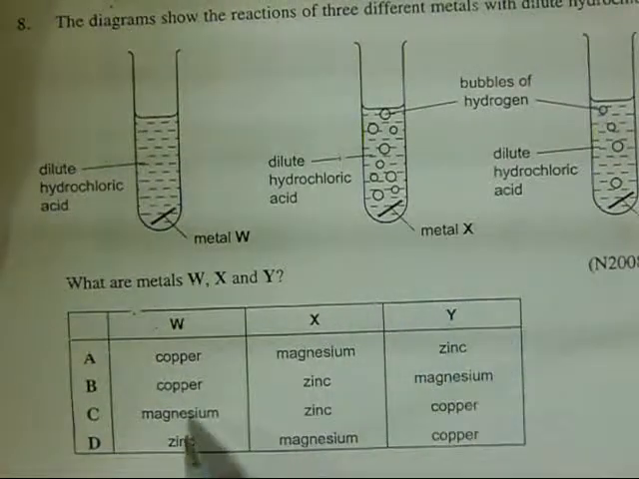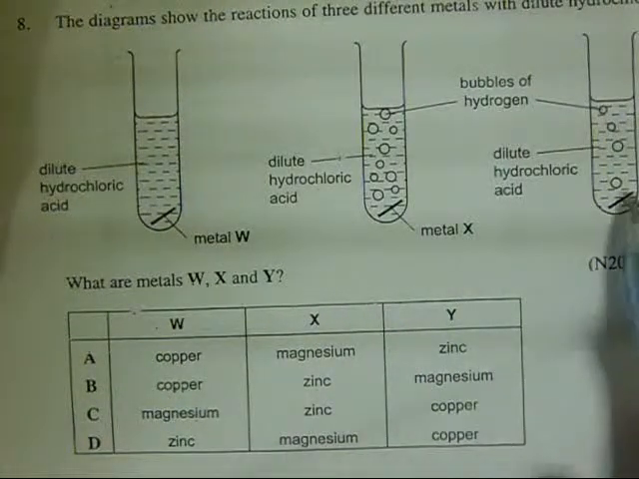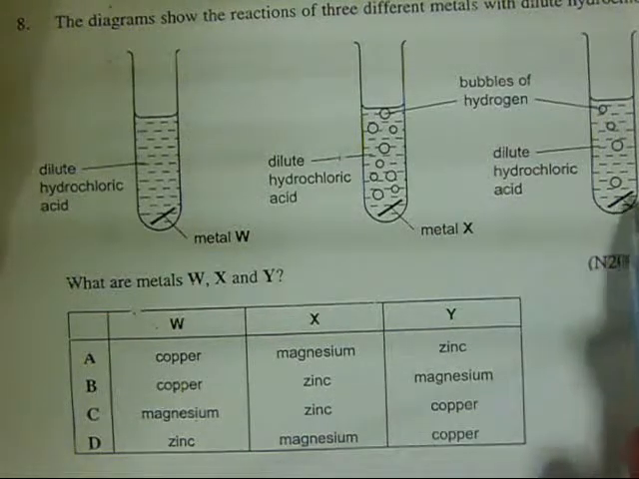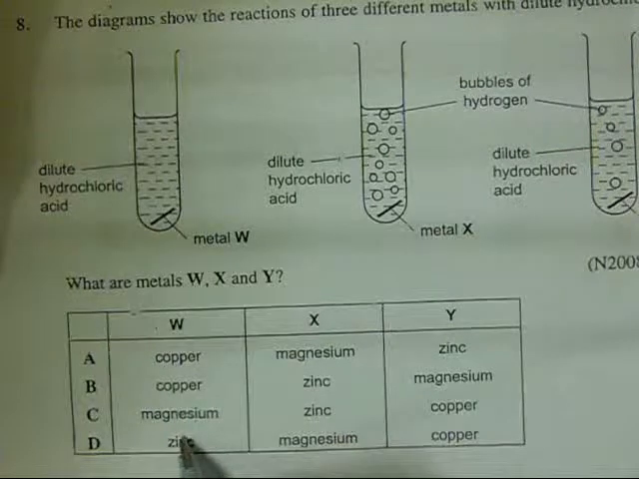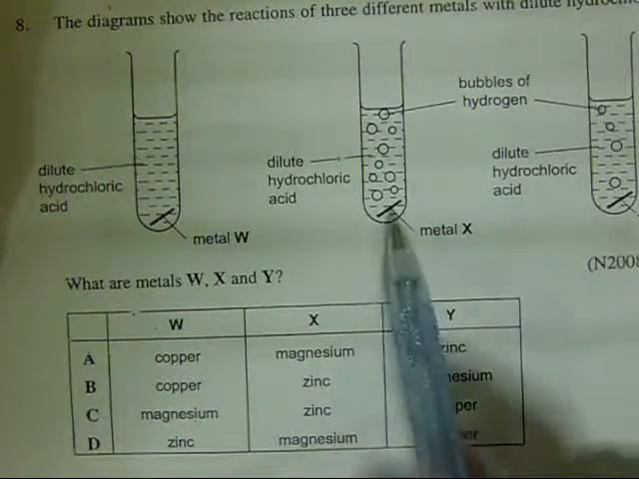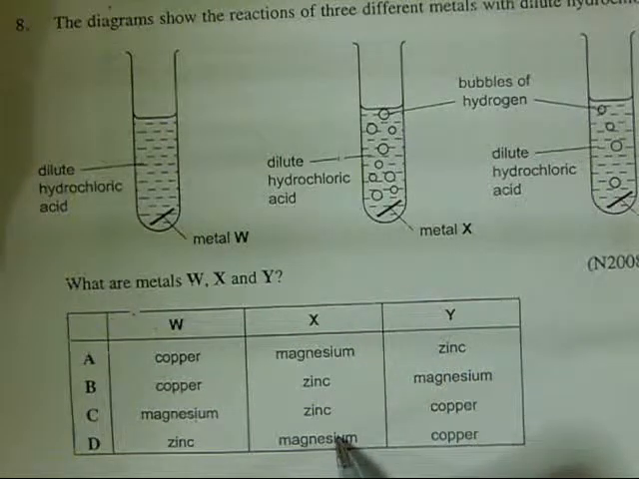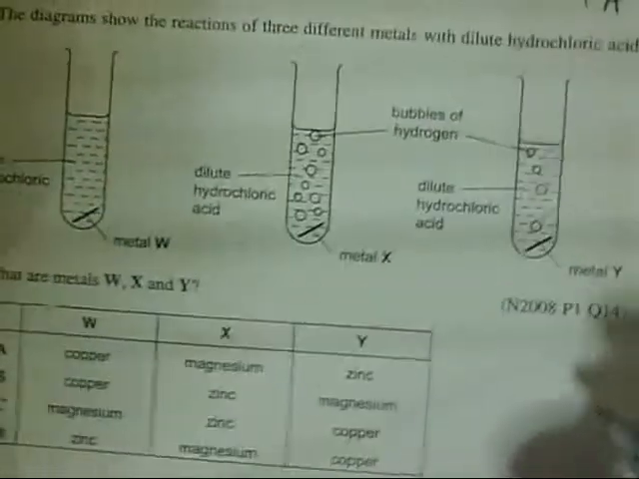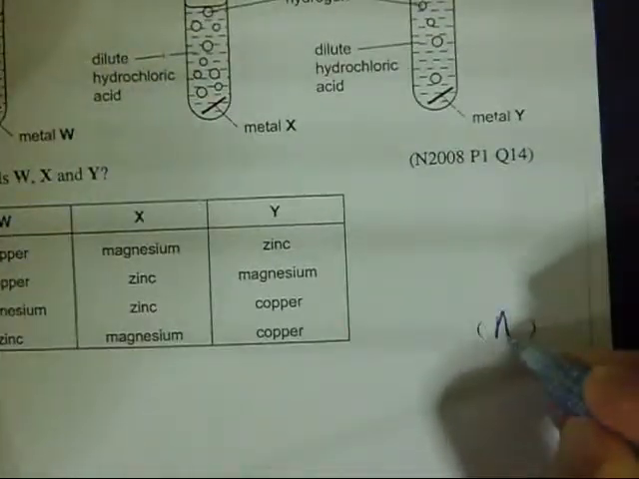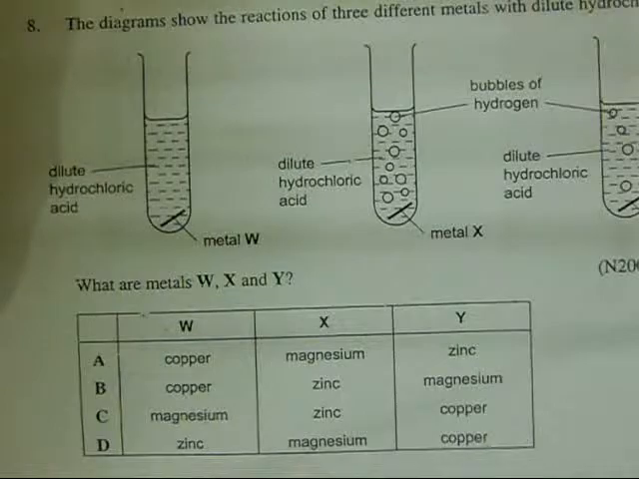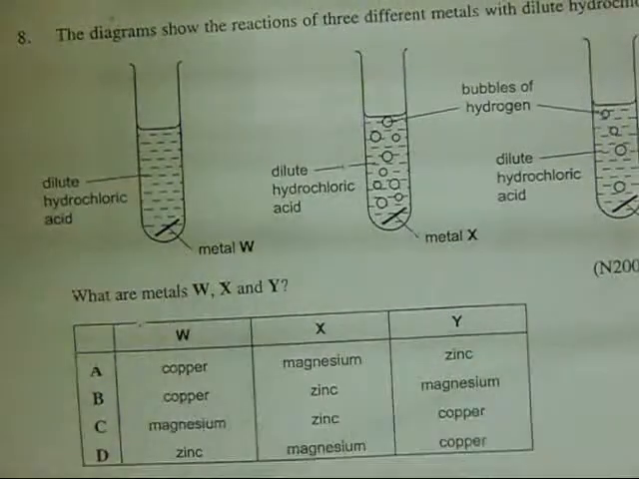So your metal X should be magnesium, your metal Y should be zinc, and W should be copper. So the answer is A. Okay, again, copper and dilute hydrochloric acid do not react. That's why there is no bubble.